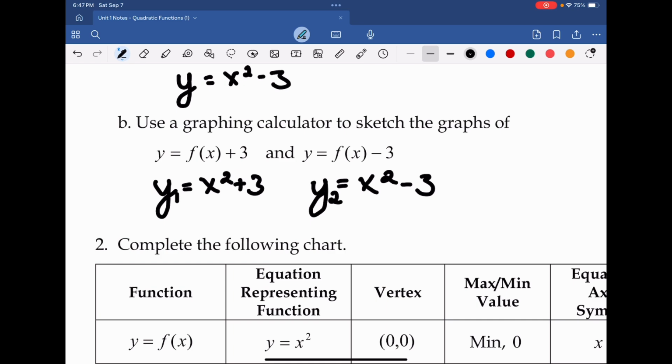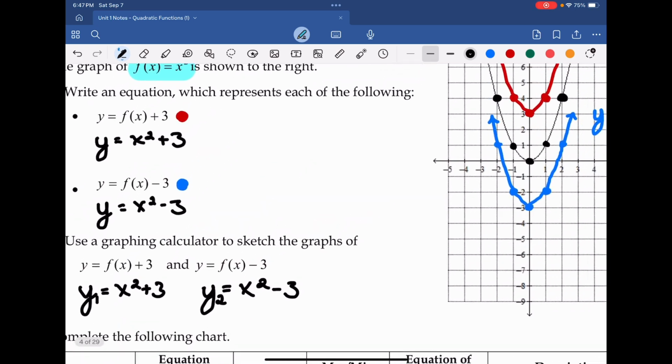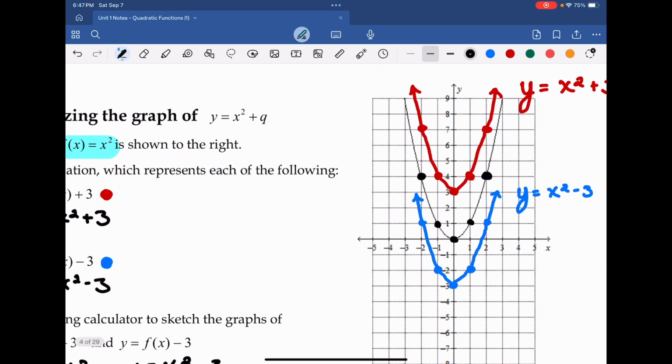Again, if you need help accessing this menu, just make sure you're good. We can do that. But at the end of the day, you should be getting a graph that looks like this, where you have one parabola that's a little higher, one parabola that's a little lower. If you didn't enter in the original function, you won't see that one. So don't worry about that. As long as you see your two curves, we're good.